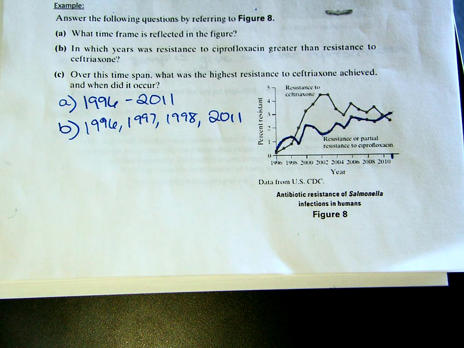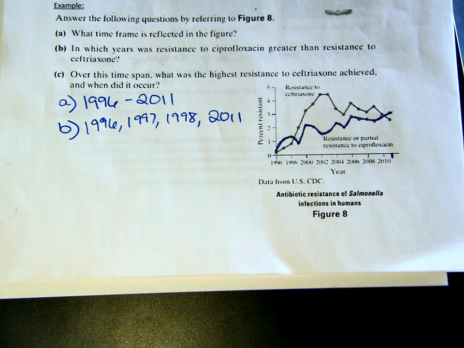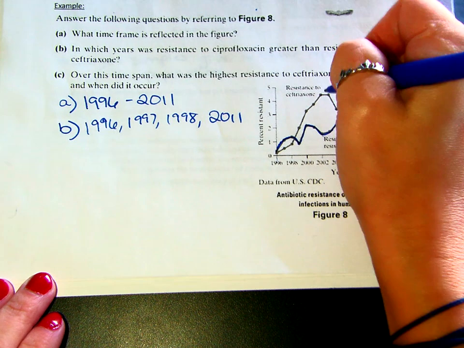The last question says, over this time span, so from 1996 to 2011, what was the highest resistance to CEF, so that's the black line, achieved, and when did it occur? So when did the ceftriaxone, the black line, what is its highest value and when did it occur? Well, if I'm looking at the graph, I'm going to look at where's the highest point on my black line.